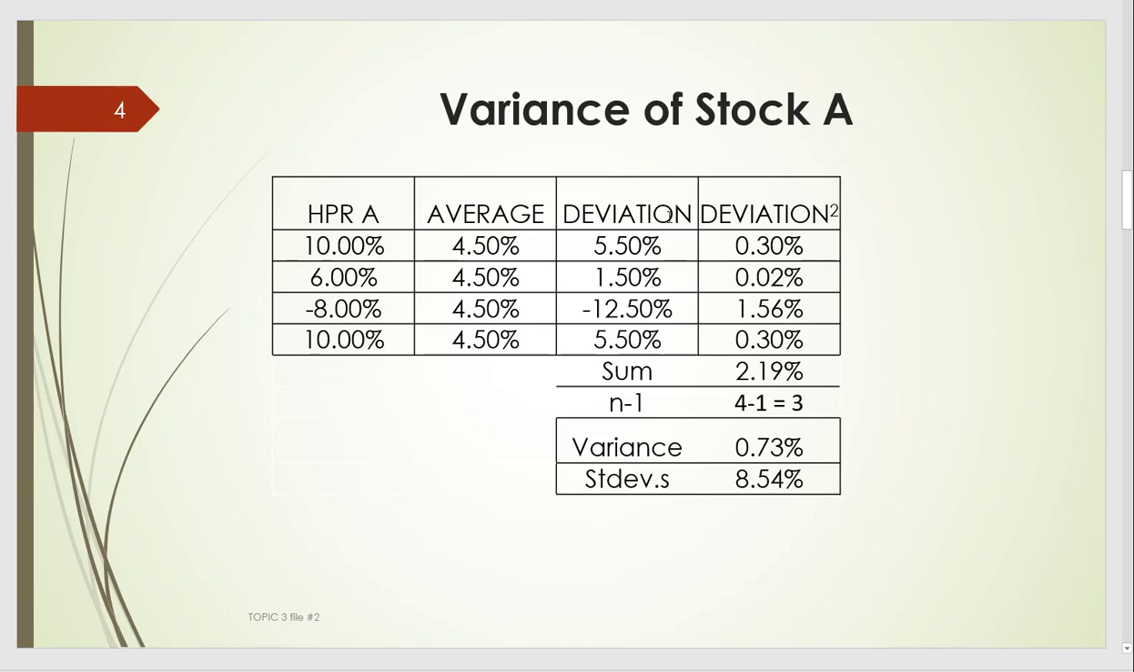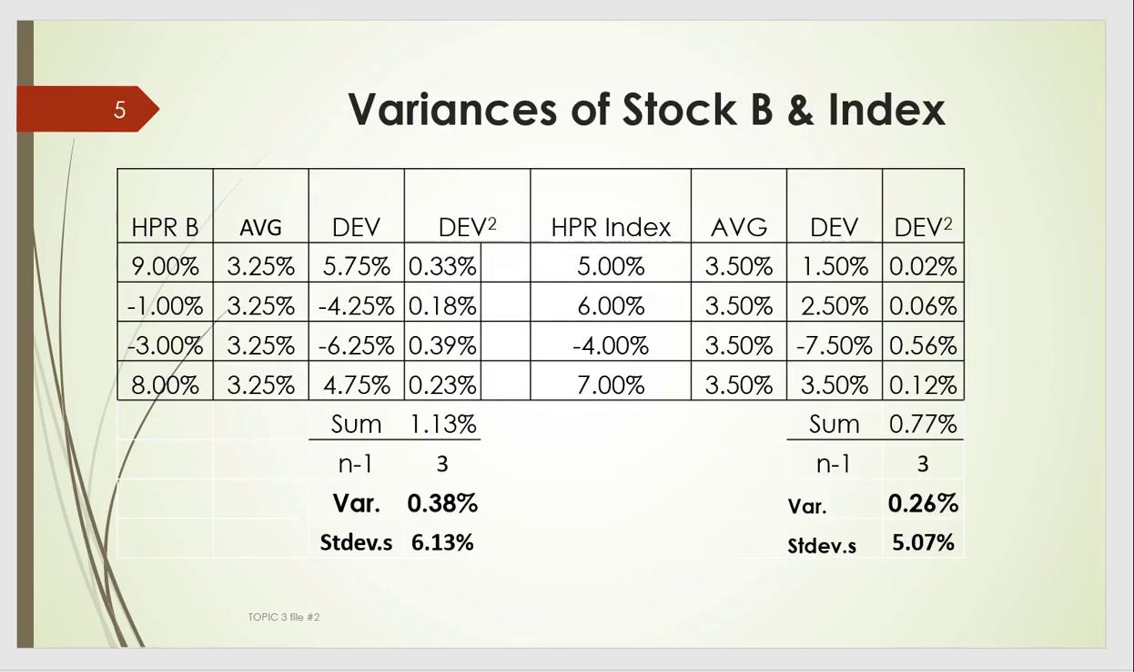So 2.19% divided by 3 is a variance of 0.73%. The 0.73% is a squared number because we did the deviation squared. Now if we take the square root of that, we get 8.54, and the square root of the variance we call standard deviation. I put a .s to remind you that it's a standard deviation of a sample by dividing by n minus 1. If we go to the next slide, I'm going to do the same thing over again for B and the index, so we have a little more information about B and the index.